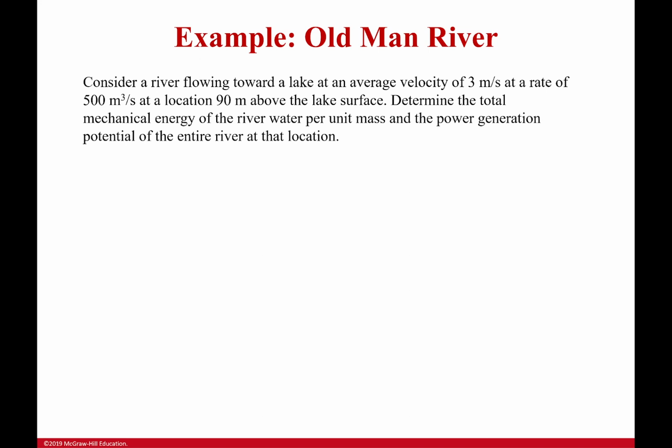Okay, back to this example. So let's read through it first. We've got a river flowing toward a lake, I like this, at an average velocity of 3 meters per second, at a rate of 500 meters cubed per second, at a location 90 meters above the lake surface. Okay, a lot going on here.